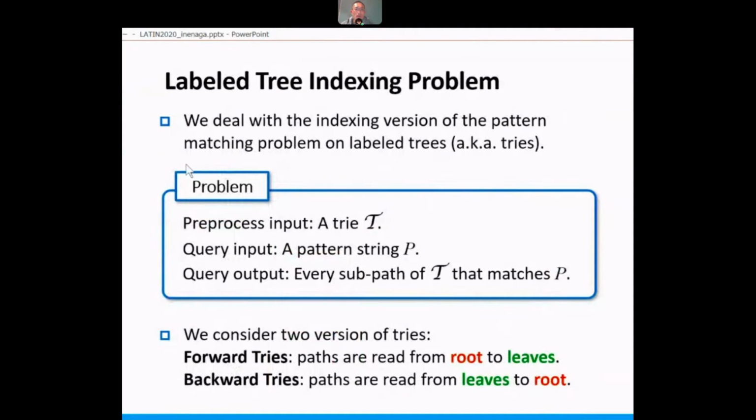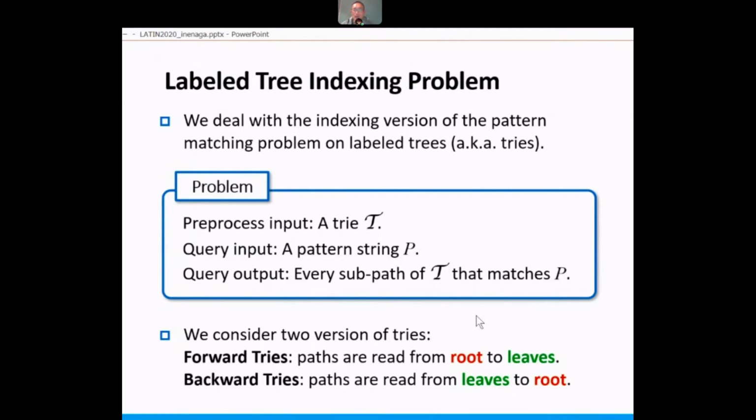In this talk, we deal with the indexing version of the pattern matching problem on label trees, which are also known as tries. So this is the problem formulation. We are given a trie as a preprocessing input. After the preprocessing, we are given a query, which is a string pattern called P. Now the query output is every subpath of this trie that matches P.